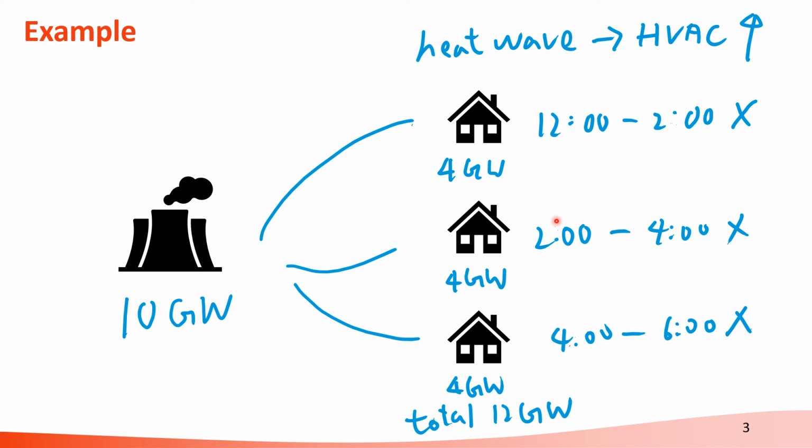After 2 p.m., so let's say 2 p.m. to 4 p.m., it will start to cut off another family's electricity and turn the electricity back on for the first family again. So from 2 o'clock to 4 o'clock, the first family and the third family can enjoy electricity, but the second family will be cut off, so they do not have electricity, and so on. So this is how load shedding works.